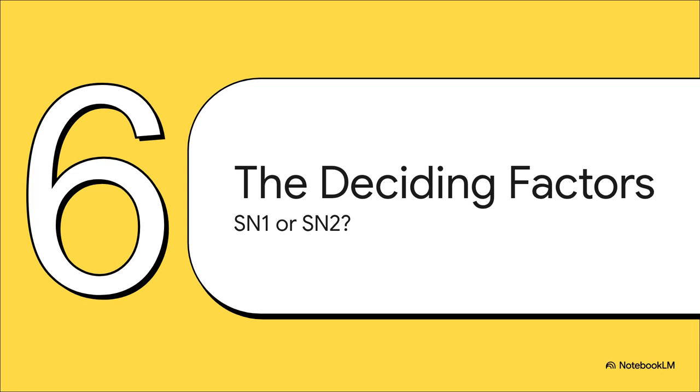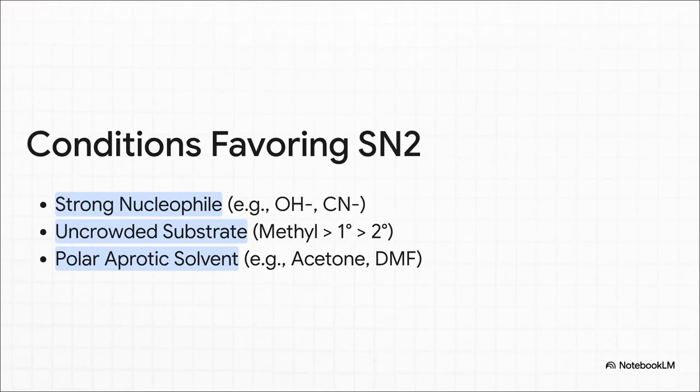Well, it doesn't really have a mind of its own. It all comes down to the specific conditions that chemists create for the reaction. So if you want to force an Sn2 reaction, here's the recipe. You need a strong, aggressive nucleophile that's ready to attack. You need an uncrowded substrate so there's a clear path for that backside attack. And you use a special kind of solvent called polar aprotic. Basically, it's a liquid that won't get in the way and slow down your attacker.